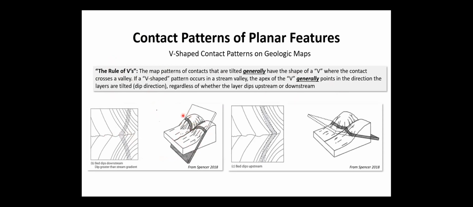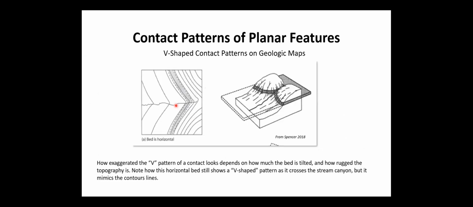If a V-shaped pattern occurs in a stream valley, the apex of that V generally points in the direction that the layers are tilted, or what we would call dip direction, regardless of whether the layer dips upstream, like in this case, it's dipping upstream. It would V across the topography, cuts across the contours, or whether it's Ving downstream. In either case, the apex of the V points in the direction that the layers are tilted. Okay, so that's kind of in sum what our rule of V's is.